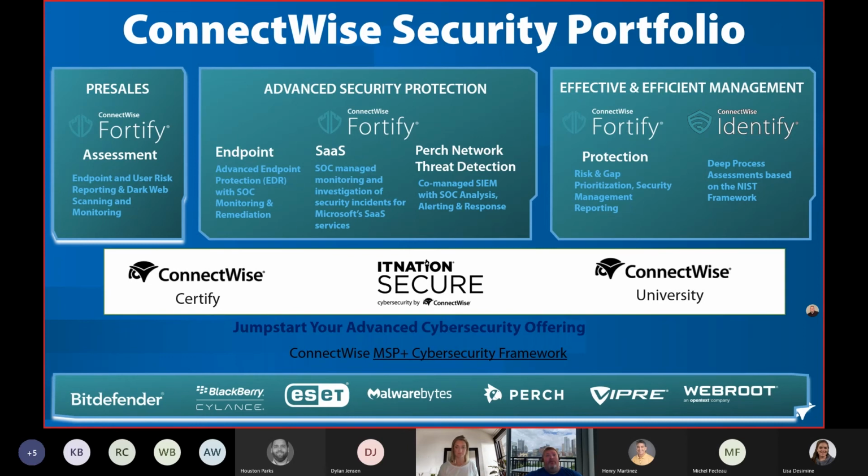And what we're doing with Endpoint, which Houston is going to get into more detail about the ins and outs of, is we're using a tool that's not just a basic antivirus. It's not even a next-gen antivirus. It's a full-blown EDR solution, which I'll leave some of that to Houston so he can bring you up to speed on that. Fortify SaaS is really where we're trying to combat or solve a problem with partners that are having issues with business email compromise.